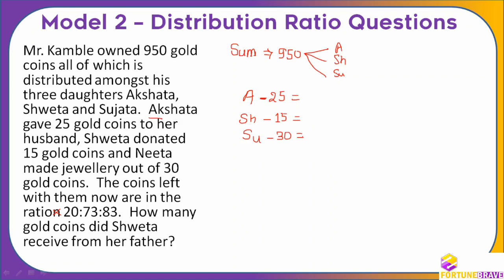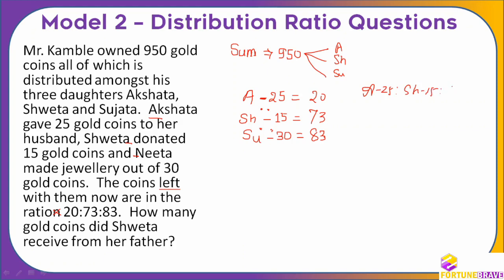So whatever is remaining are in the ratio. That is what they are saying. Try to understand here. The coins left with them are in the ratio 20, 73 and 83. So if I take it as a ratio, you can see it horizontally. This is 20 is to 73 is to 83 in the ratio form. If you remember this, you could have written it as 20x, 73x and 83x.